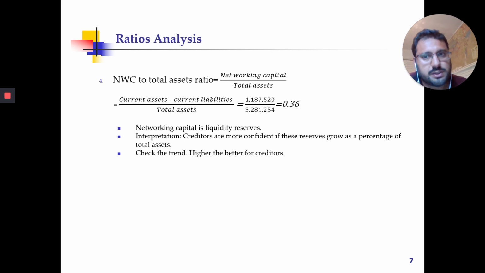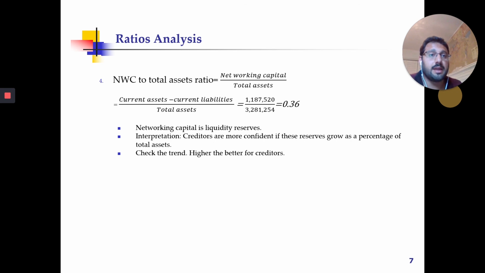This is the last ratio, which is the net working capital to the total asset ratio. Net working capital is the difference between the current asset and the current liability. So in the numerator you have the liquidity reserves, meaning after paying the current liabilities, whatever is the leftover. This is also called the liquidity reserve. And this ratio is simply telling us that for the 2020 numbers, when the statement got issued on 2nd February, the liquidity reserve as a percentage of the total asset for Lululemon is 36%.